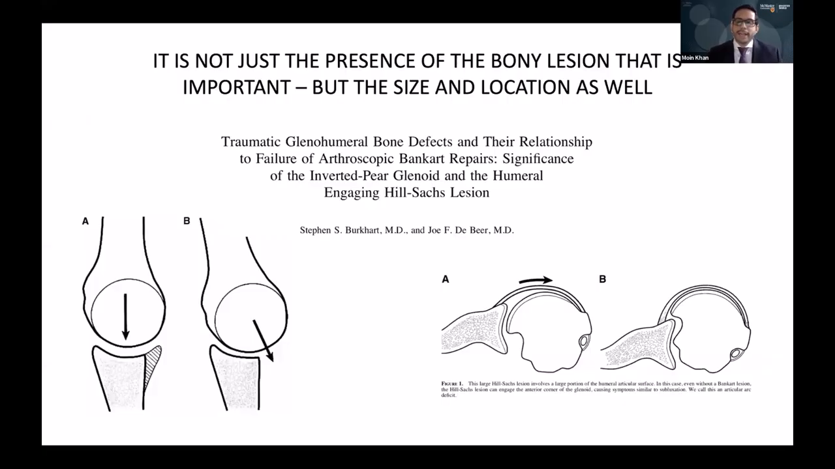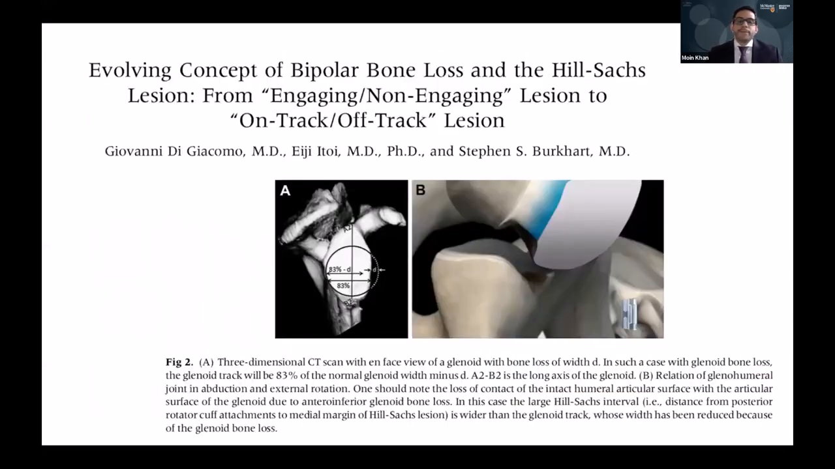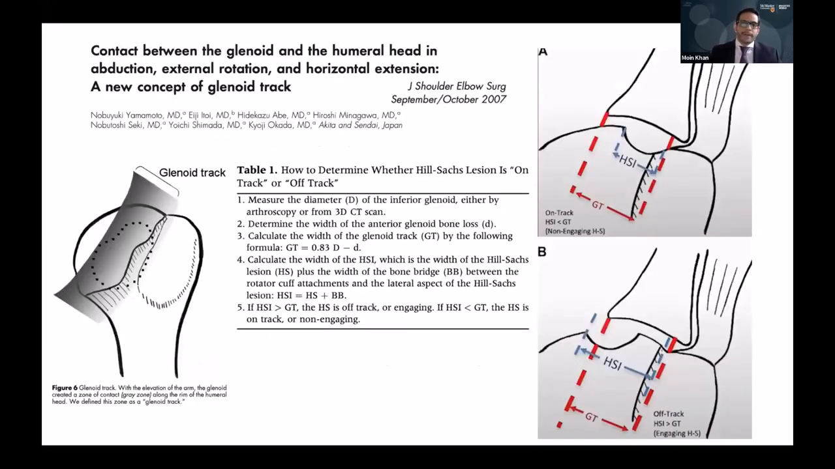And initial work with the engaging and non-engaging Hill-Sachs lesion was important, and really went a step further now with our understanding of on-track and off-track lesions. And I think it's very important for anyone managing shoulder instability to have a very good understanding of this track concept. That was done by Giacomo, Itoi, and Burkhart. And we'll go over that here. So as a review, the glenoid track is the area of the humerus that articulates with the glenoid as the shoulder is going through a particular range of motion.